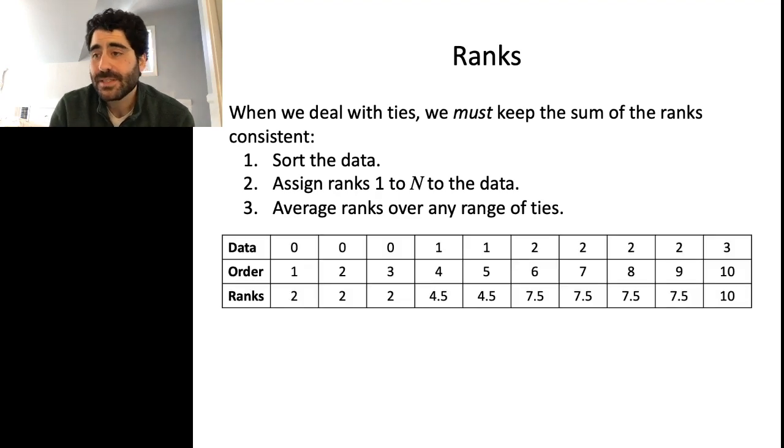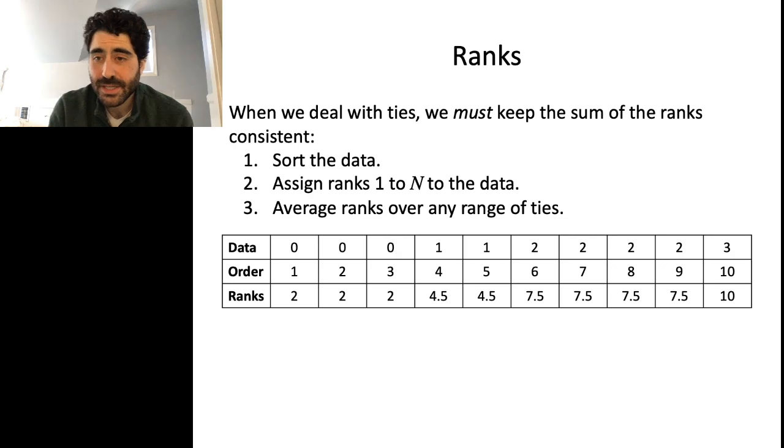For example, if our data has 3 zeros, 2 ones, 4 twos, and a 3, we'd sort them, rank them in order, and then average the ranks between all of the things that are the same. For the zeros, they ended up in ranks 1, 2, and 3, and so after this averaging, we assign all of them rank 2. You see the ones got assigned rank 4.5, the twos all got assigned rank 7.5, and the 3 got assigned rank 10.